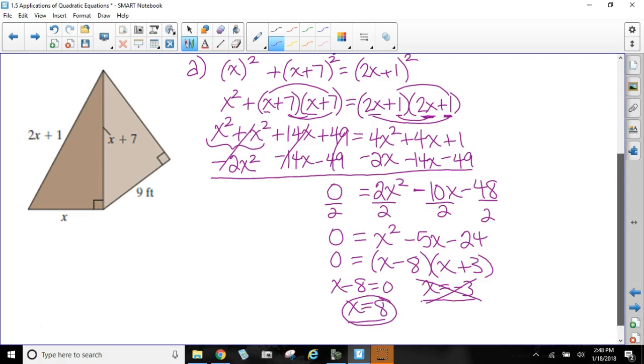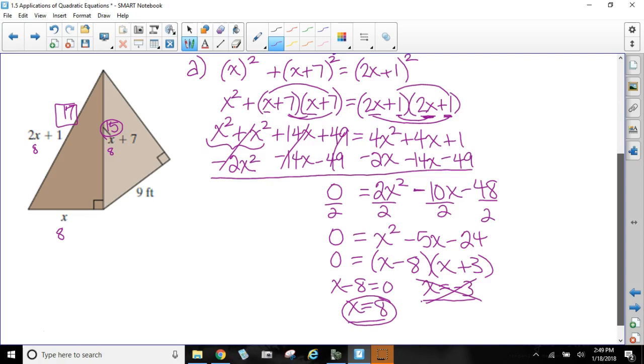So back over here on my diagram, if I let x be equal to 8, that's the length of the shortest leg. If x is 8, the longer leg here is now 15. Let me put a little circle around that. And if x is 8, 2 times 8 is 16 plus 1. The hypotenuse over here is 17. And so the directions said to find the lengths of the sides of the triangle on the left. We just did that, okay?